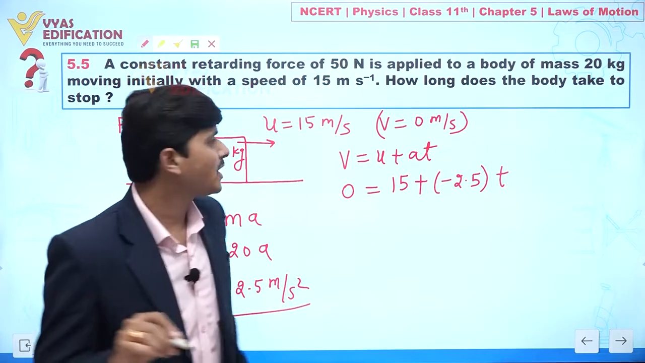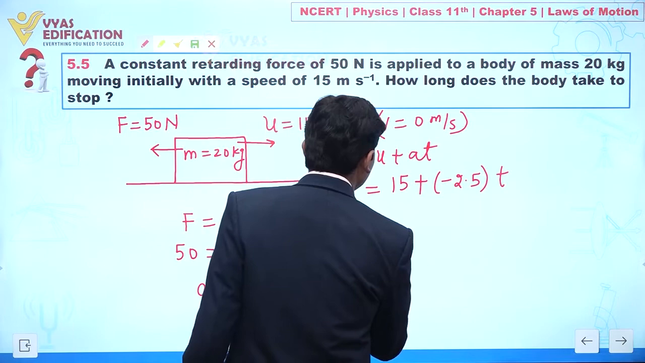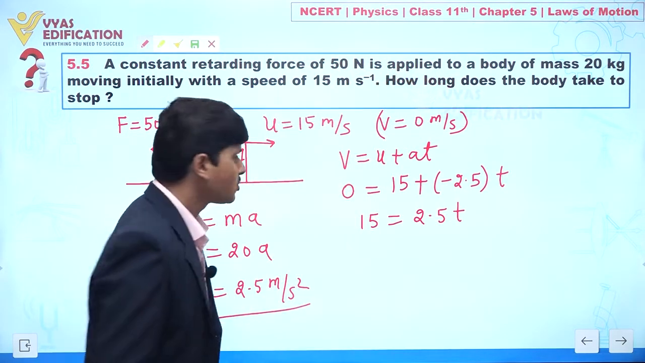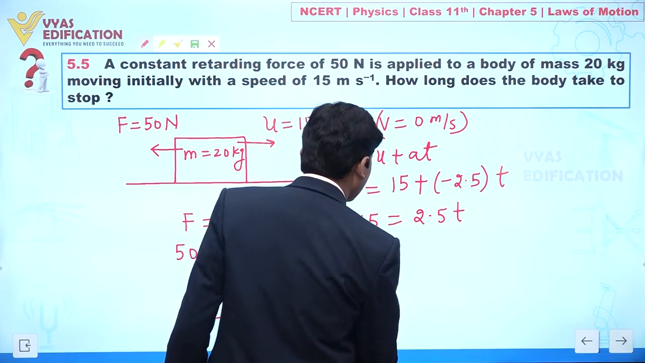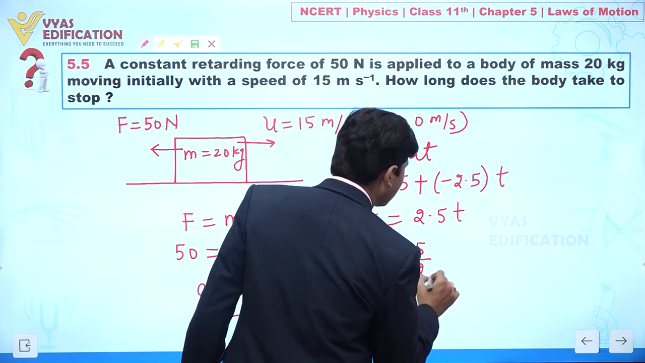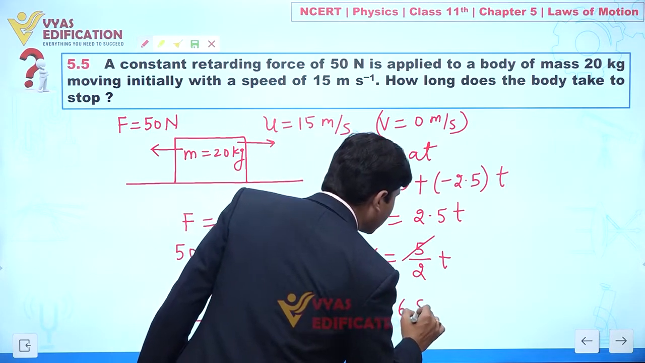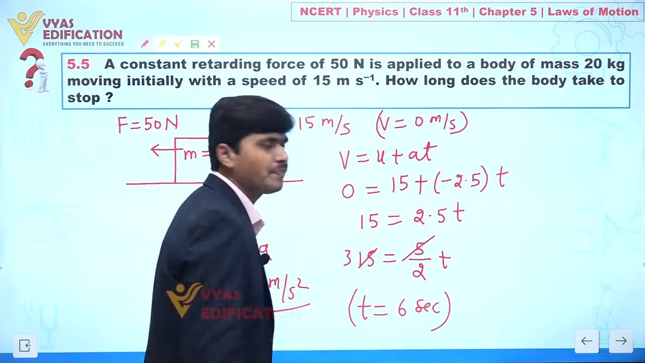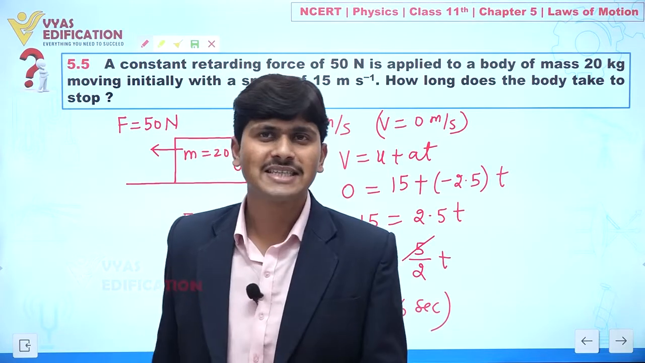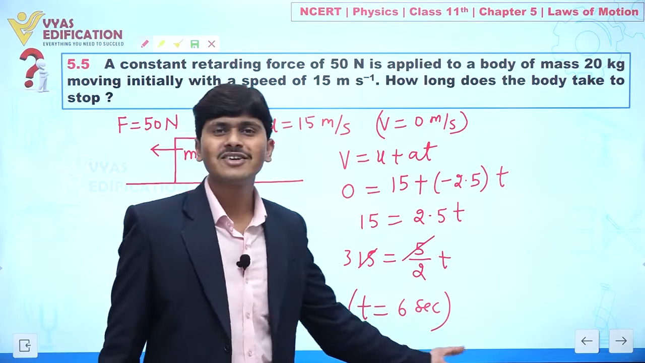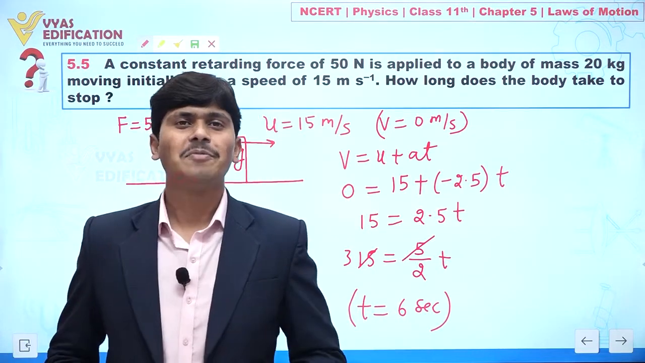Clear? So from here can we calculate the value of t? Yes, 15 is given by 2.5 times t. So from here we can write like this, 15 equal to 5 by 2 multiplied by t. We can say this is t. So from here we can say the total time taken by this body to come to rest is equal to 6 seconds. Clear? So from here we can say total time taken is equal to 6 seconds. Clear? So this is all about this question.